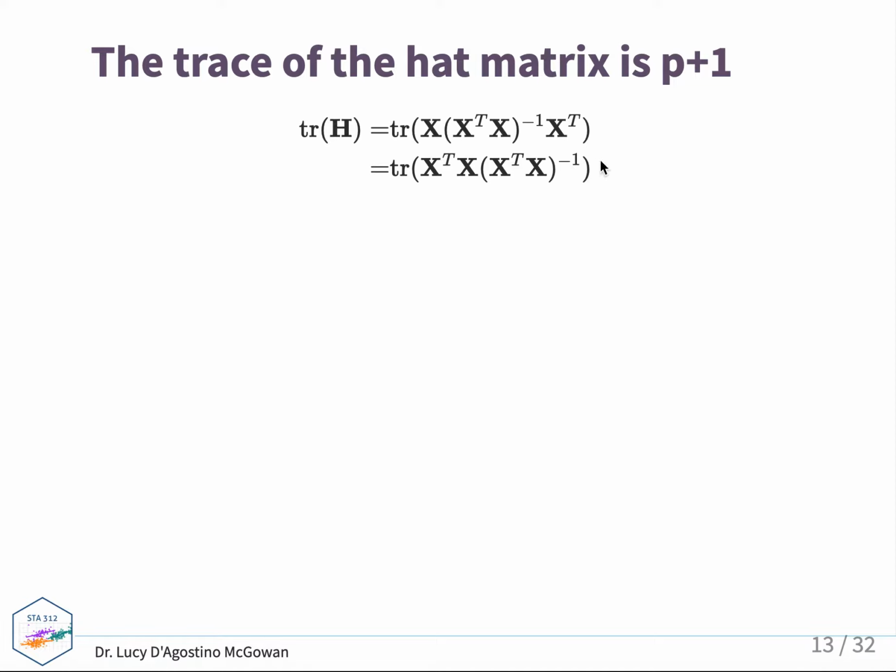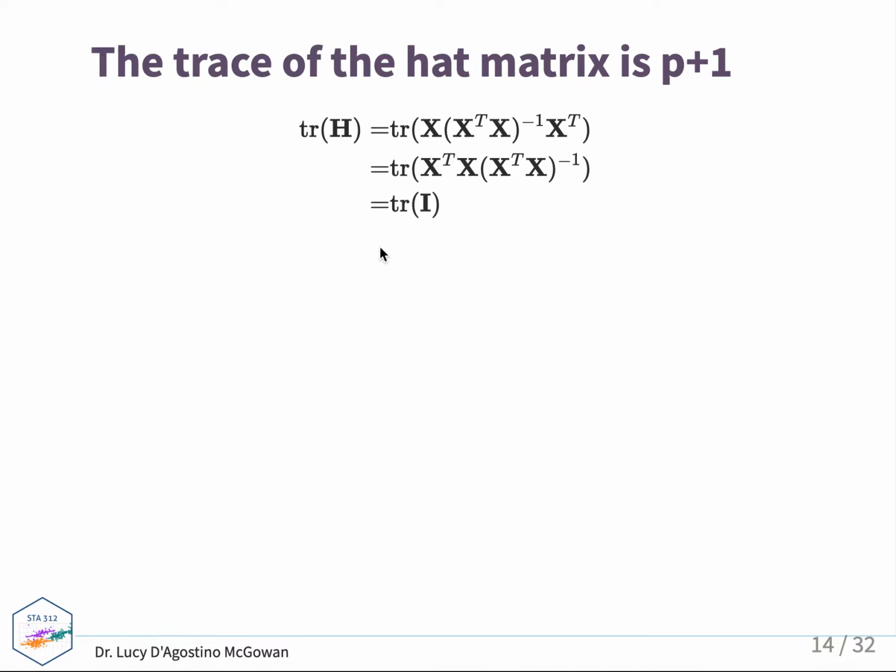And so I'm going to use that fact, and I'm going to pull this X transpose out to the front. So I'm going to move it over there. And why am I going to do that? Well, now I have a very easy matrix here. This is the identity matrix. This X transpose X times (X transpose X) inverse, we know equals the identity matrix I.